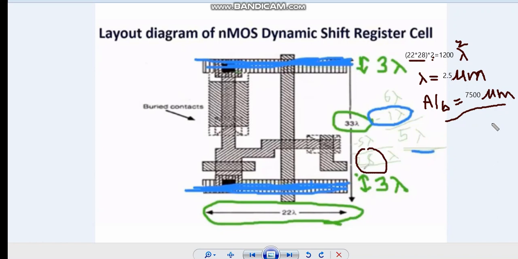micrometer square here. So what is the meaning of this? To store 1 bit, this much area is taken, that is 7500 micrometer square to store 1 bit of data, whether it is 1 or 0, whatever we call a bit here. So in order to store this data it is taking this much area. This is for NMOS, what we have discussed here. Similarly, we can go for CMOS also.